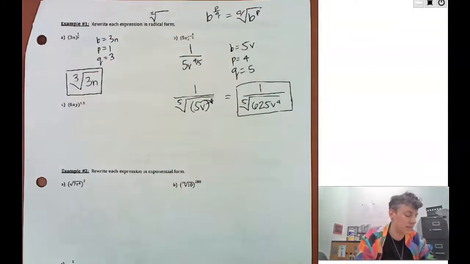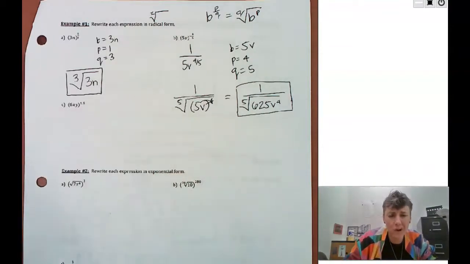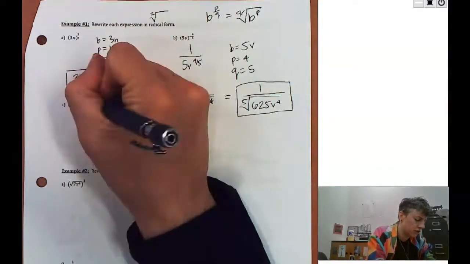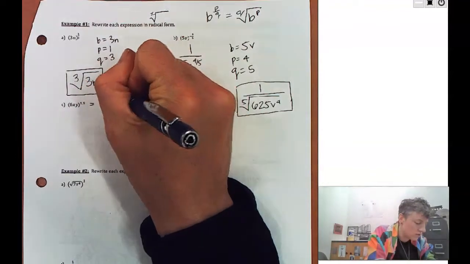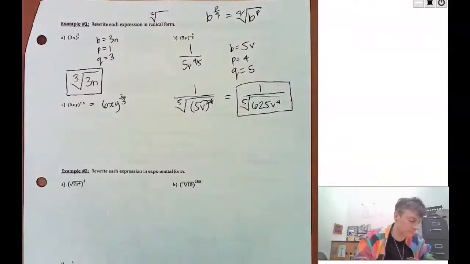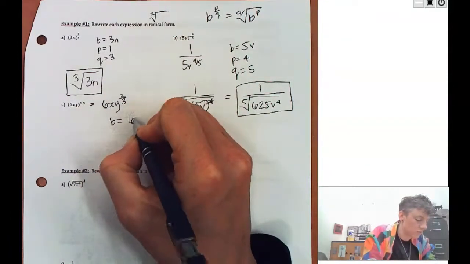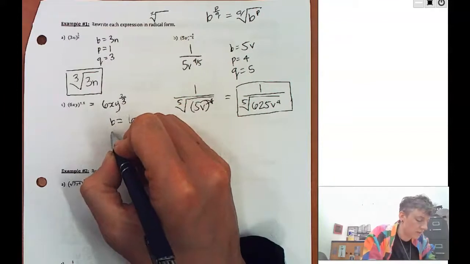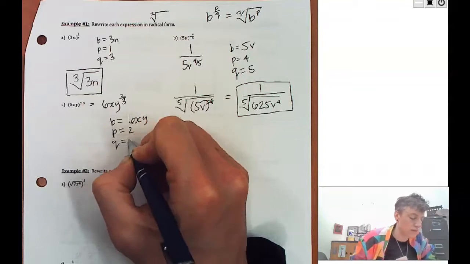And example C. 6xy to the 1.5. What? I need it to be written as a fraction. Can we write 1.5 as a fraction? Yeah, for sure we can. This is 6xy to the 2/3, which means our base here is 6xy. Our exponent p is 2. Our index q is 3.